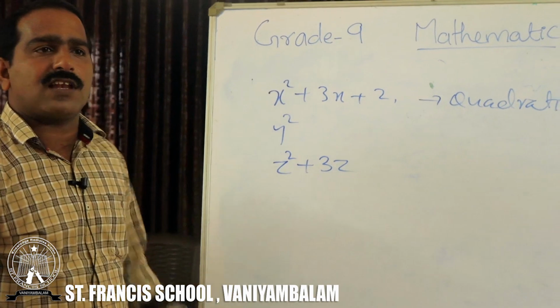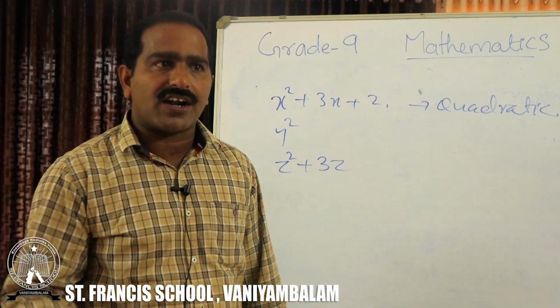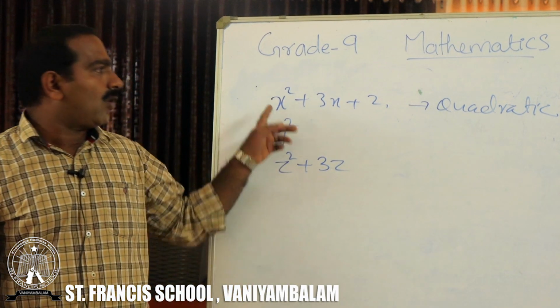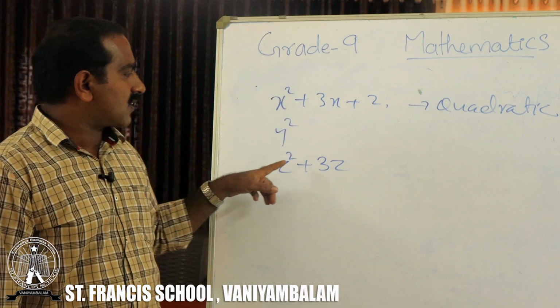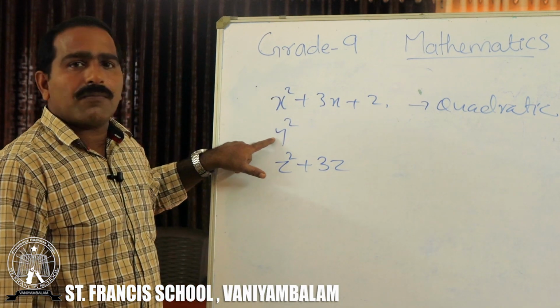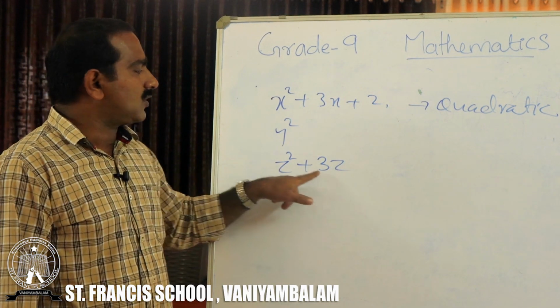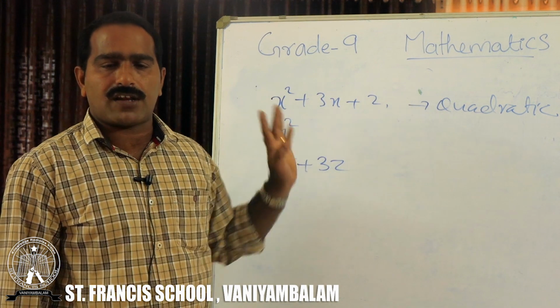Quadratic polynomial. So firstly we discussed linear polynomial. What is a linear polynomial? A polynomial of degree 1 is called a linear polynomial. A polynomial of degree 2 is called a quadratic polynomial. Now we discuss quadratic polynomial. Then there is a question. Here is one term, but it is a quadratic polynomial. Here two terms, it is a quadratic polynomial. Here three terms, it is a quadratic polynomial.